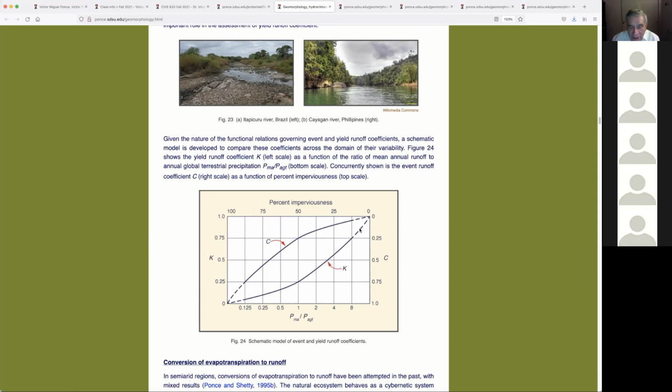The C goes over here like this. It's more. So this is the C. But that has nothing to do with the yield runoff coefficient per year, not per event. And the yield runoff coefficient typically looks like this. It depends on the ratio between the mean average to global terrestrial. So when it's 800, it's like this. If it's 3,200, it's like that. It gets higher and higher, like the Amazon.